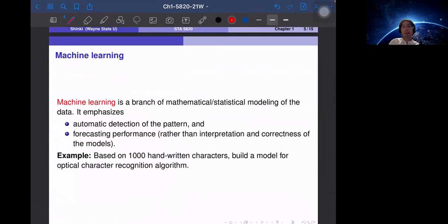And what's machine learning? Machine learning is a very hot area. The data scientist is a hot job, but the machine learning engineer even earns more. So what is machine learning? Machine learning is a branch of mathematical statistical modeling of the data, but it emphasizes the automatic detection of patterns. For example, the character recognition problem. Based on a sample of 10,000 handwritten letters, we want to automatically classify an additional 1 million letters or something. So automatic decision making is one important thing.